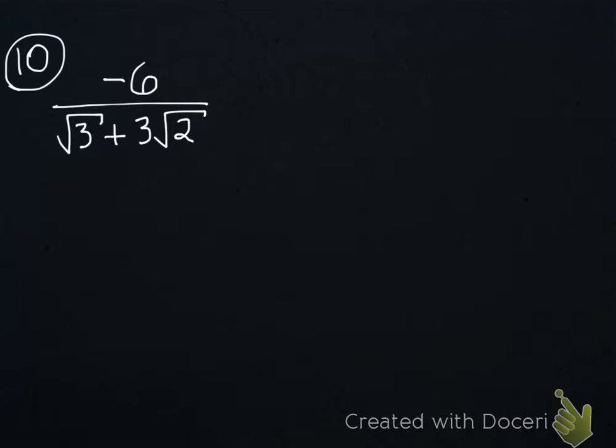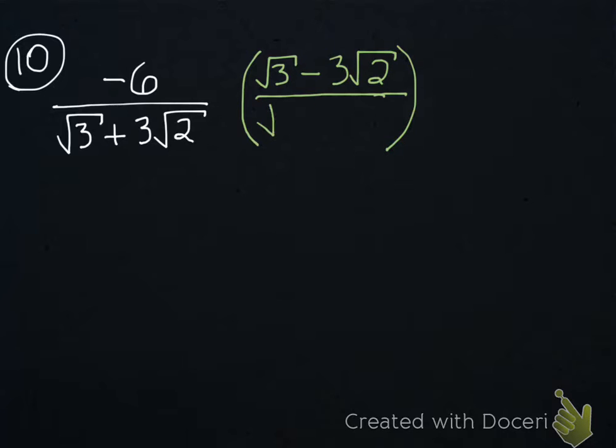Number 10. I have a binomial in the denominator that includes square roots. So once again, we multiply by the complex conjugate. No, not complex. That's got i's. Just the plain old conjugate. I copy down the terms and change the middle sign. So it's square root 3 minus 3 square root 2. Make sure you multiply by the same thing, top and bottom, so we don't change the value of the problem.